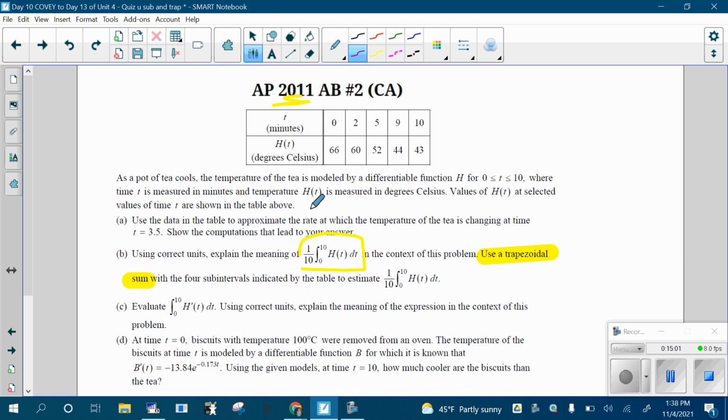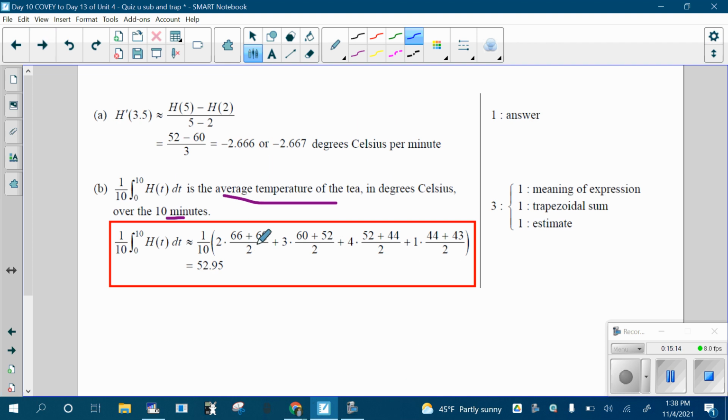It's the average temperature of the tea over the 10 minutes. How do you actually calculate that? Well, you're using the trapezoids to calculate this part, and then you're multiplying it by 1/10. How do you do the trapezoids? Well, it's like that table one we just did. You guys can bust out that calculation. Here they just kind of brute forced it out, and then they multiplied it by 1/10.